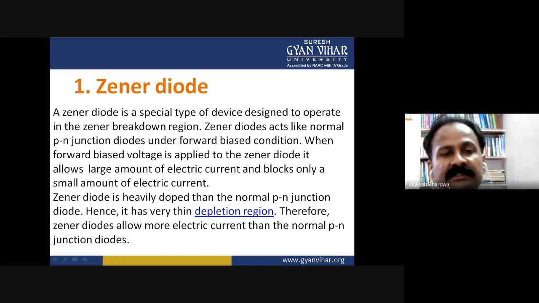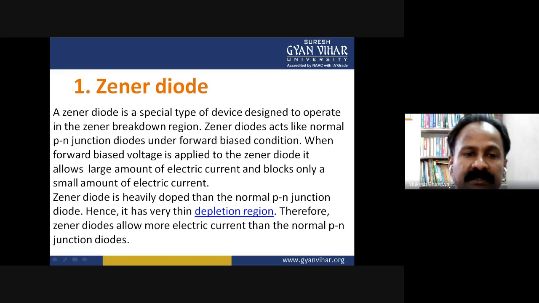A Zener diode is a special type of device designed to operate in the Zener breakdown region. A Zener diode acts like a normal PN junction diode under forward bias condition. When forward bias voltage is applied to the Zener diode, it allows a large amount of electric current and blocks only a small amount of electric current.